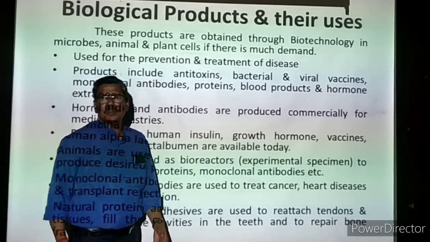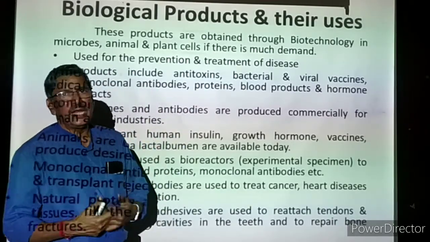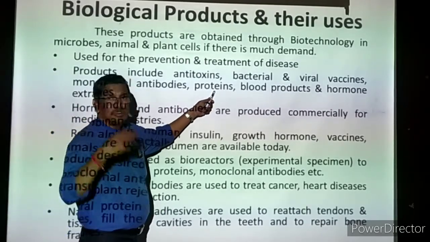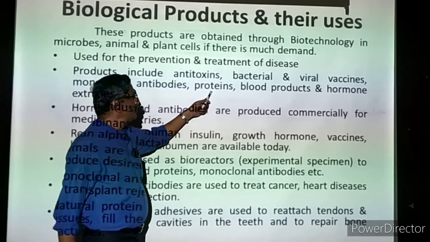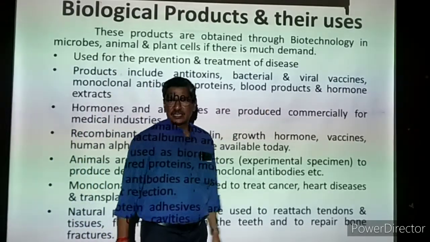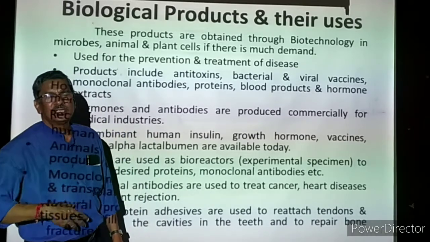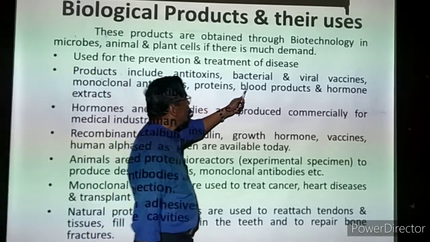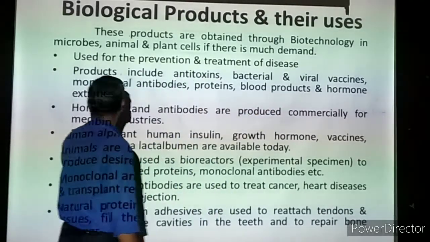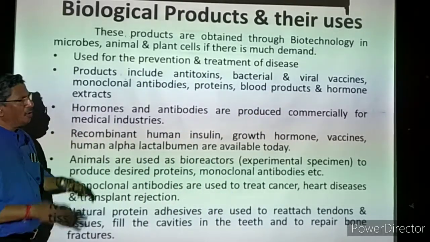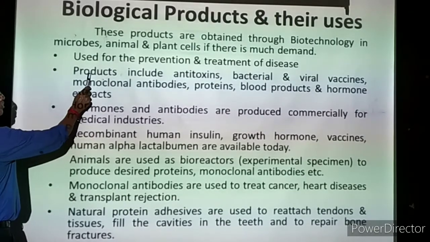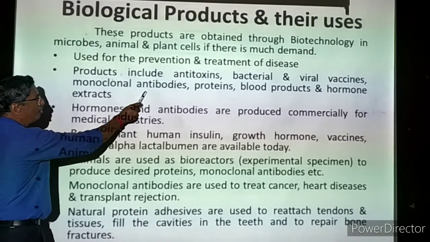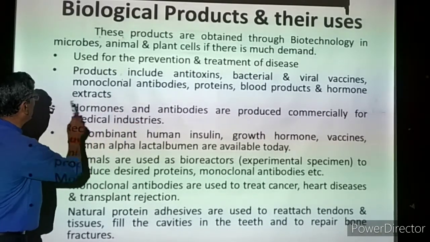Proteins: for example, sometimes a child is suffering from protein deficiency. Now we can extract the same type of protein from microorganisms and plants. Then blood products, such as synthetic hemoglobin and synthetic bone marrow. And hormone extracts. All these can be products. So the products are antitoxins, bacterial and viral vaccines, monoclonal antibodies, proteins, blood products and hormone extracts.